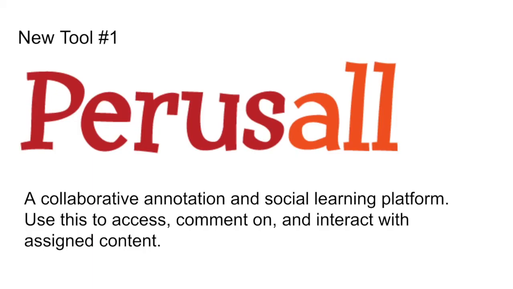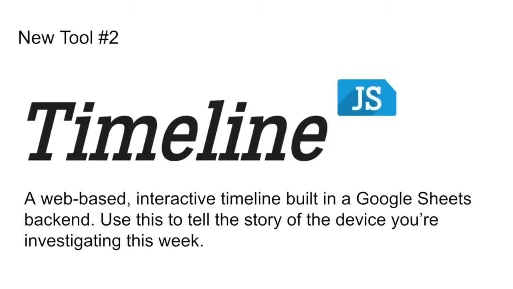In that overview, you might have noticed there are 2 new things that we're adding to our digital toolkit this week, Perusal and Timeline.js. Perusal is meant to be a collaborative annotation and social learning platform. It's built into Canvas, and it does take a little bit of getting used to, but overall I find it a pretty interesting way to interact with an assigned reading. And Timeline.js is a web-based interactive timeline tool. It's built into a Google Sheets backend. You can embed it in a blog, which I will ask you to do for your object lesson assignment this week. And in this case, you're going to be using Timeline.js to tell the story of the device that you are investigating.